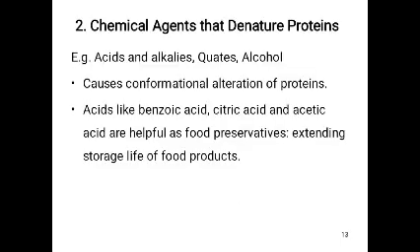Chemical agents that denature proteins. Examples: acids and alkalis. They cause conformational alteration of proteins. Acids like benzoic acid, citric acid, and acetic acid are helpful as food preservatives, extending storage life of food products.